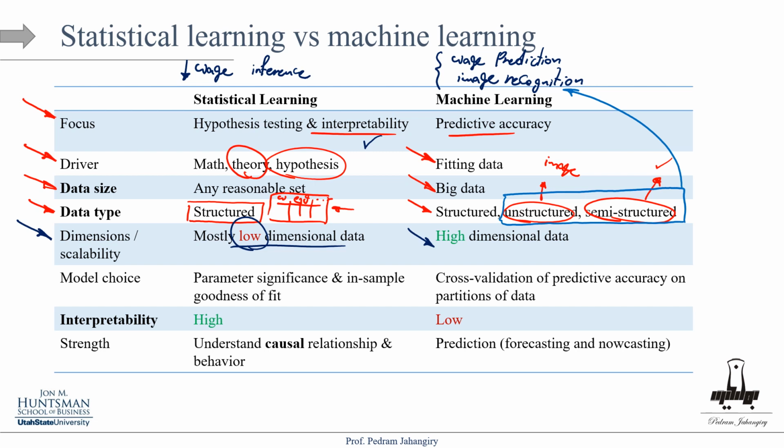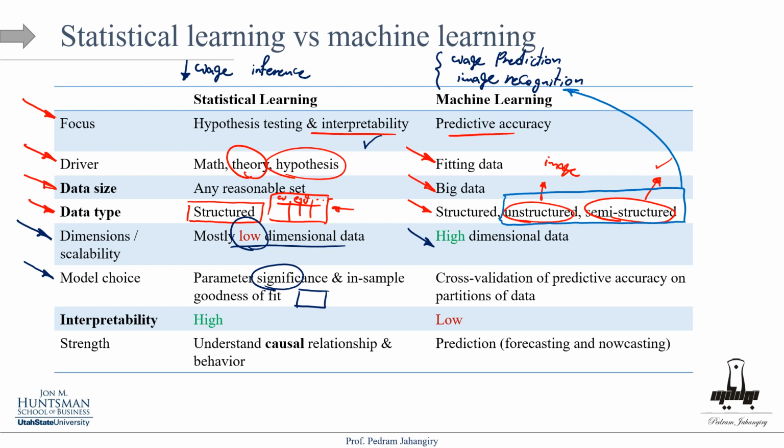Okay, then the next one is model choice. In statistical learning, we are interested in parameter significance and mostly in-sample goodness of fit, right? Because remember, at the end of the day, you want to make inference using one data set. You're not trying to make predictions, right? So you don't necessarily need to divide the data set into train and test sets. Basically, using your train set, you want to see whether the model is doing a good job or a bad job, right? And we are interested in parameter significance. For example, we want to see whether the effect of education, that parameter beta 1, is significant or not, statistically and economically.